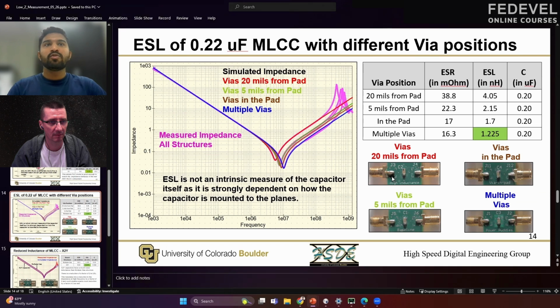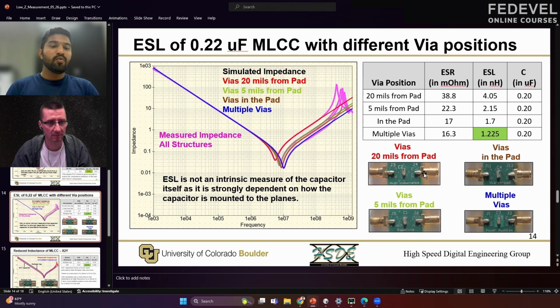Now, before looking at the legends and the colors on the plots, let's use our intuition to predict which of the structures should have the highest ESL value and highest impedance at higher frequencies, and which one should have the lowest inductance. When the vias are really far apart, the loop is big, so we expect a higher inductance and higher ESL value. So it should give us the highest impedance on the impedance profile at higher frequencies.